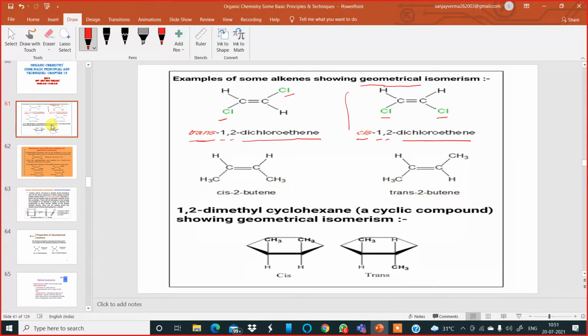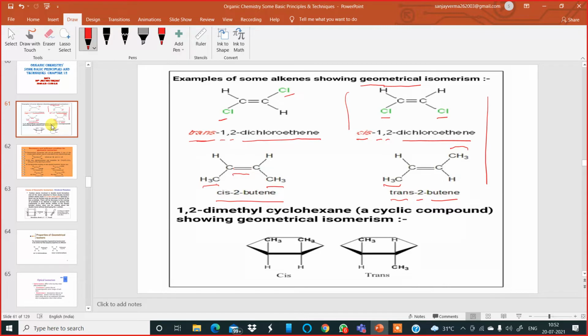The second example over here is cis 2 butene. There are four carbon atoms. The second carbon atom is having a double bond, so that is cis 2 butene because the methyl groups are on the same side of the double bond. After that, there is trans 2 butene because the methyl groups are on the opposite ends of the double bond. So these are some examples of alkenes showing geometrical isomerism.